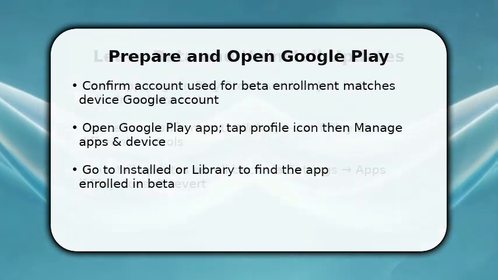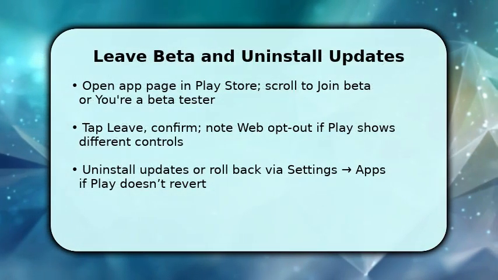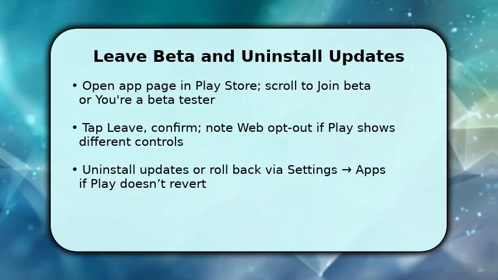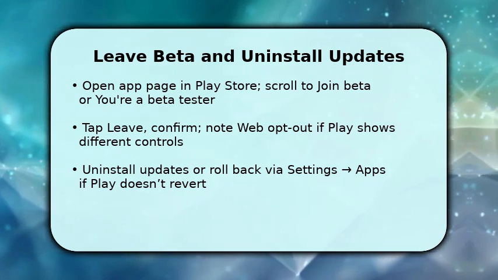Once on the app page, scroll until you find the beta section that says Join Beta or you're a beta tester. Tap Leave and Confirm. This tells Google to stop delivering beta builds.